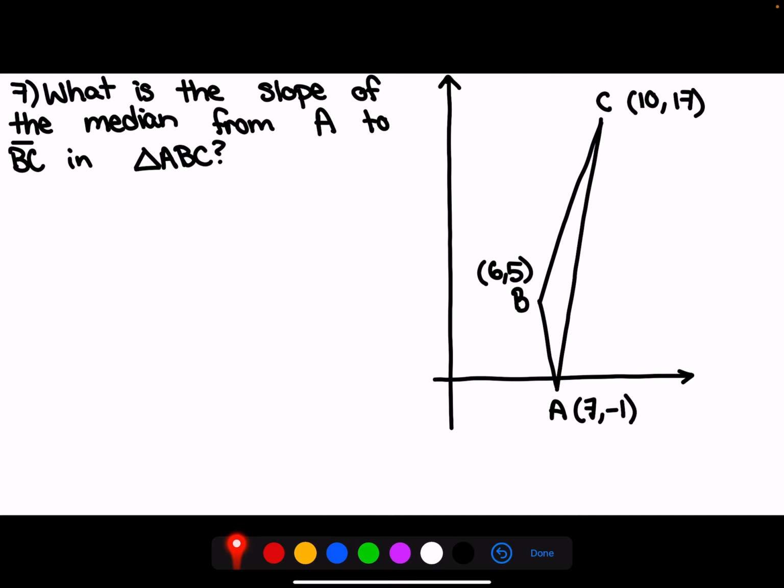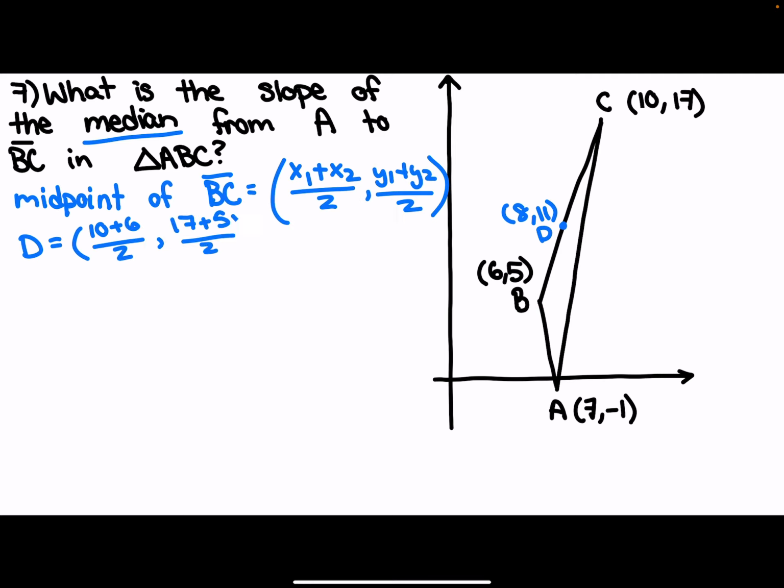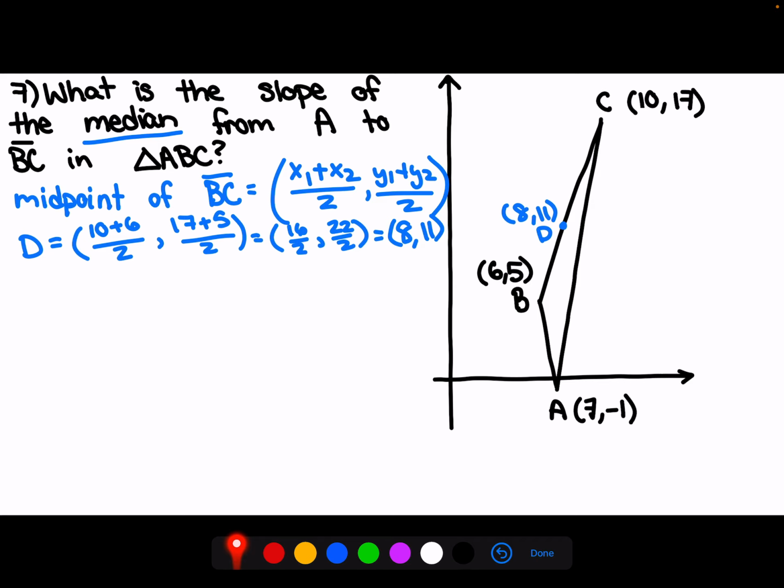All right, next up. What is the slope of the median from point A to BC in triangle ABC? So, first off, we need to find the midpoint of BC because we're finding a median. And I know that the median goes from a vertex to the midpoint on the opposite side. So first off, we find the midpoint of BC. That'll give me 6 plus 10 divided by 2, which is 8. 17 plus 5 is 22, divided by 2, which is 11. So the midpoint of BC is (8, 11).